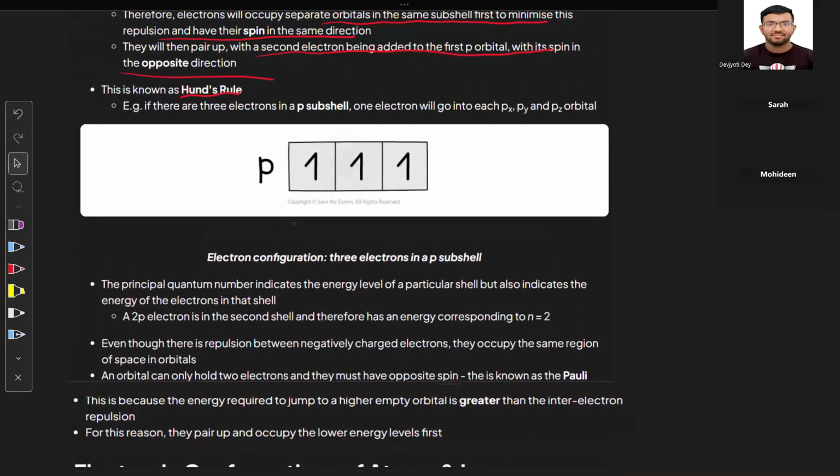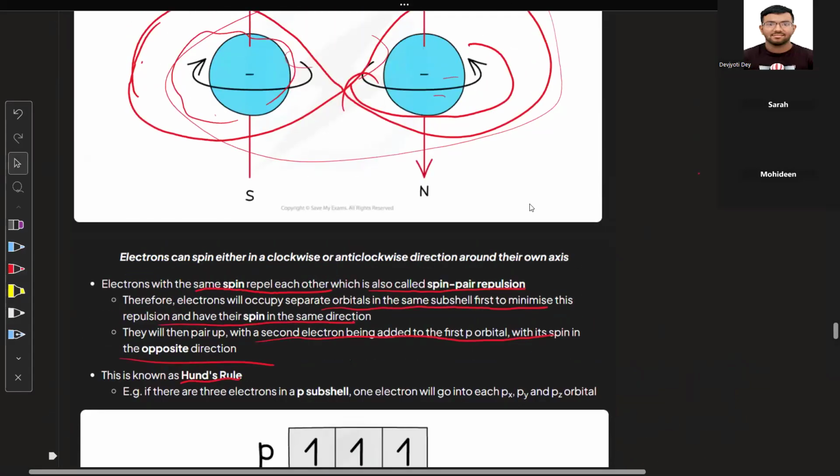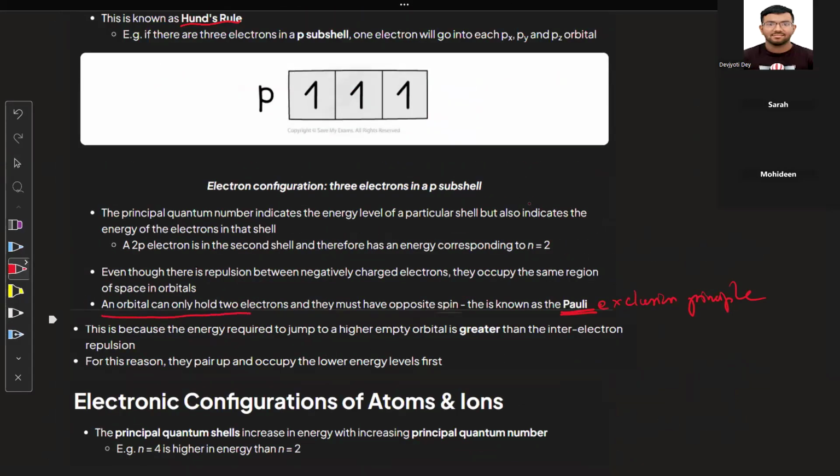Hund's rule is something else. This is known as the Pauli exclusion principle. I made the opposite mistake. Sorry. What I just discussed here is known as the Pauli exclusion principle. As you can see, an orbital can only hold two electrons, and they have opposite spin. This is known as the Pauli exclusion principle, because the scientist Pauli discovered it, and after his death, in his honor, this principle was named.